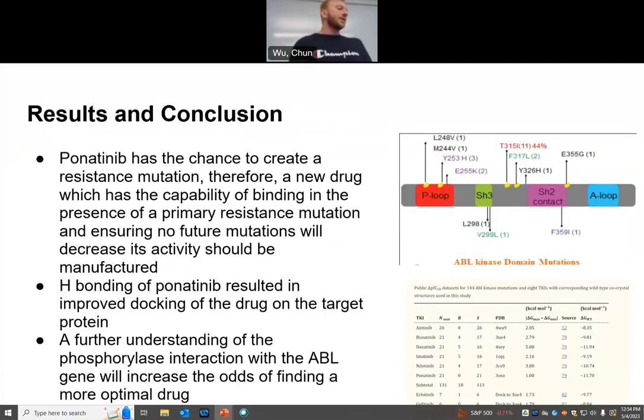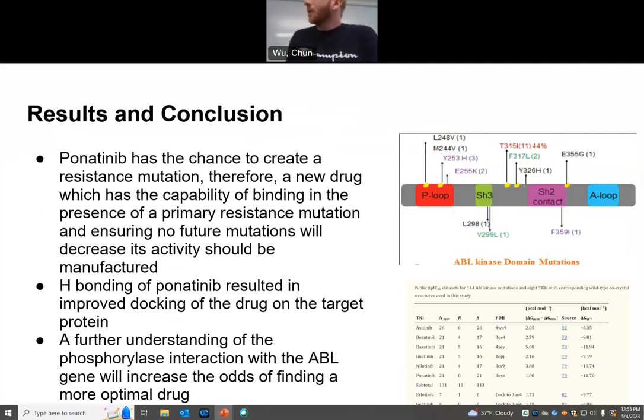So finally, with the results and the conclusion, Ponatinib has the chance to create a resistance mutation. Therefore, a new drug which has the capability of binding in the presence of a primary resistance mutation and ensuring no future mutations will decrease its activity should be manufactured. H bonding of Ponatinib resulted in improved docking of the drug on the target protein. And a concluding point is a further understanding of the phosphorylase interaction with the ABL gene will increase the odds of finding a more optimal drug.